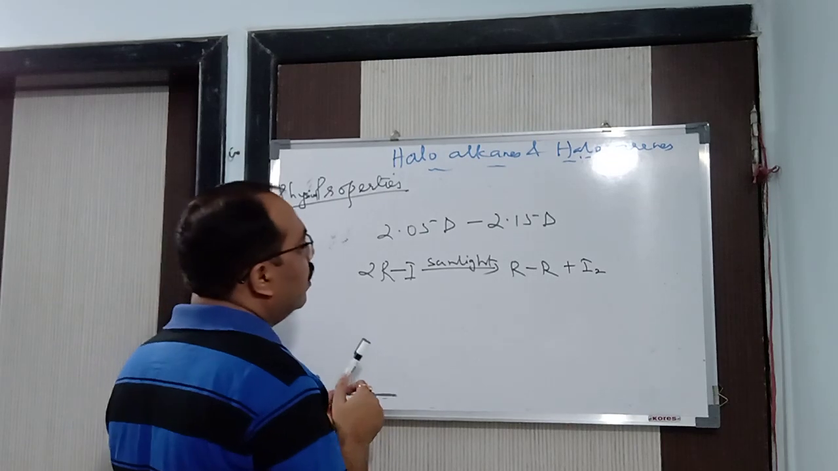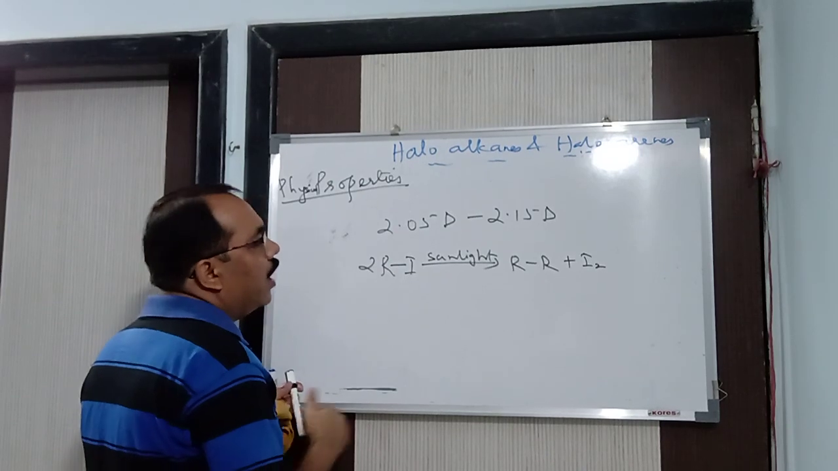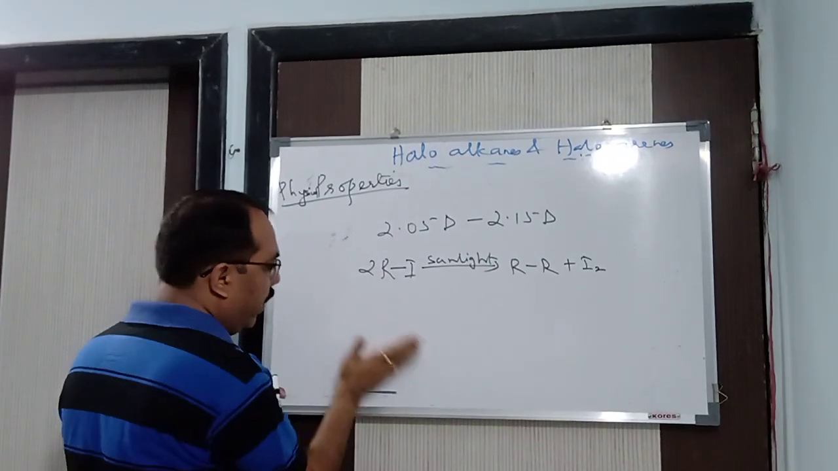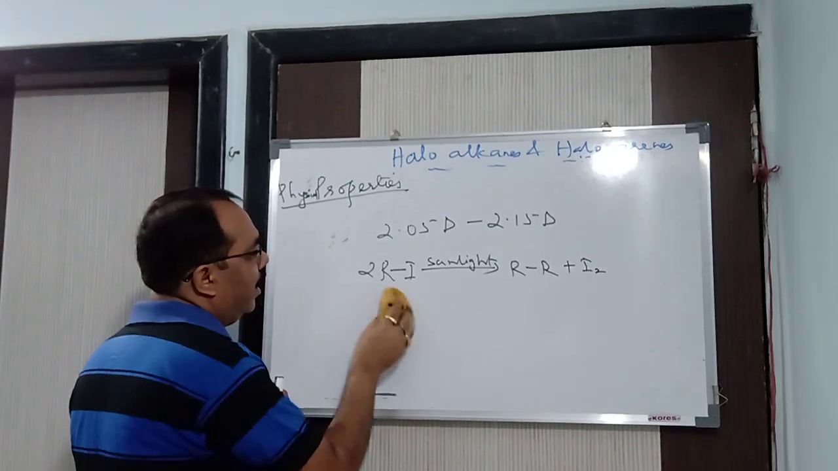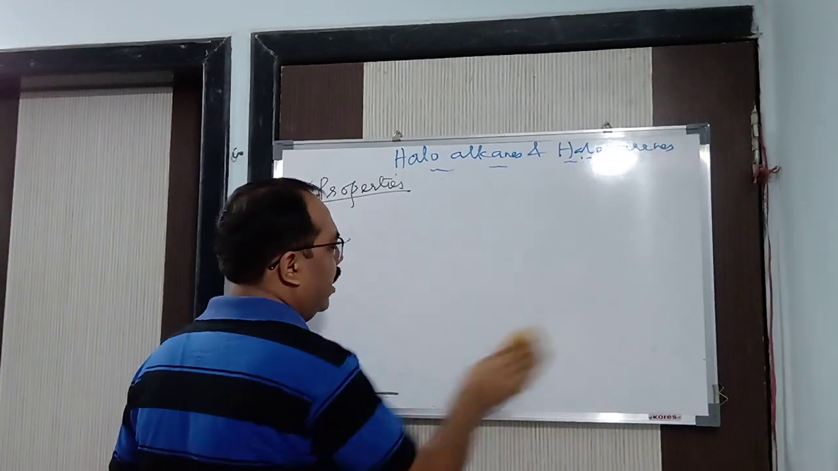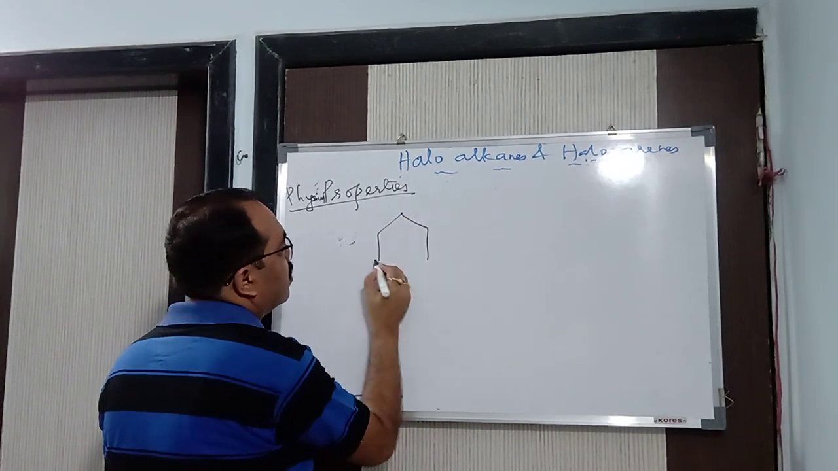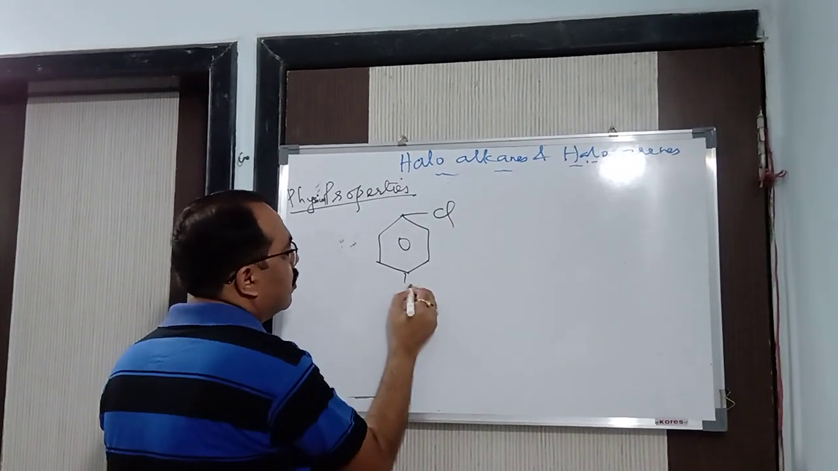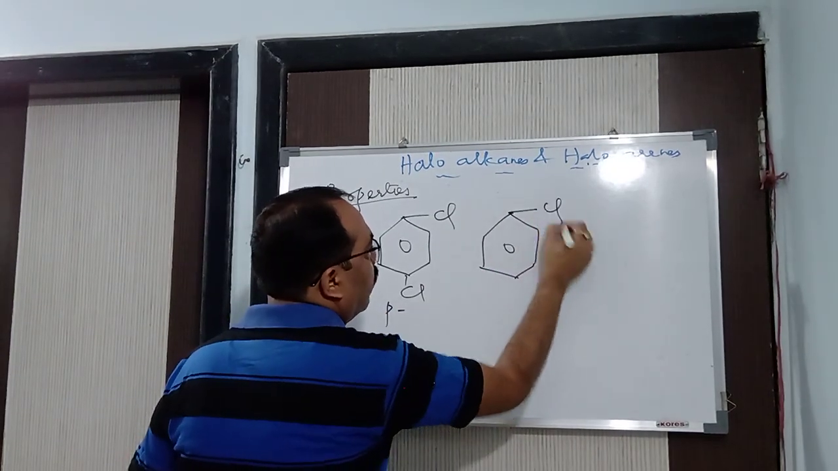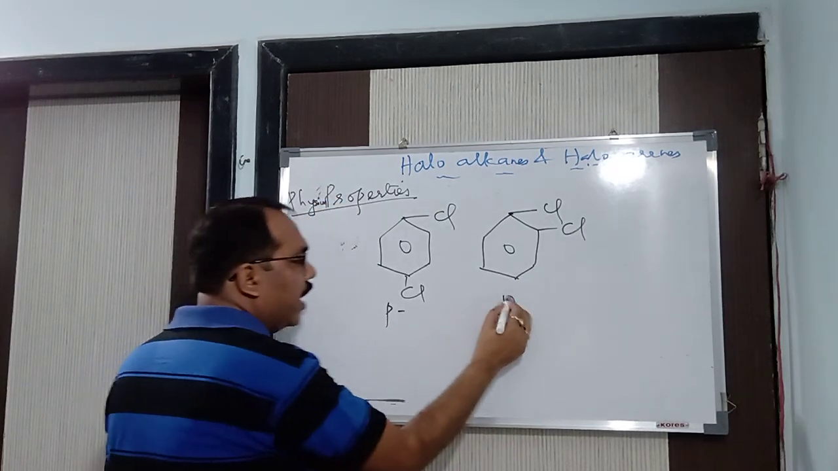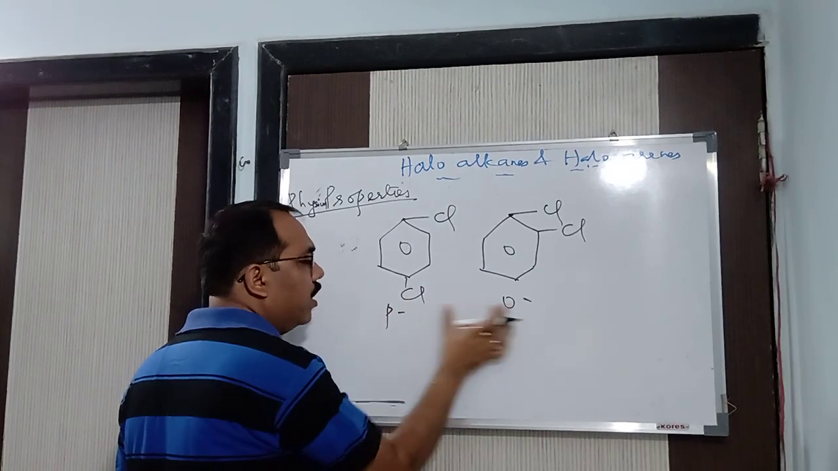Okay. Now the next is your dipole moment. As I said, it has a very high dipole moment, and the dipole moment decreases from fluoride to iodide. The same thing applies in aryl halides also. One more thing in aryl halides: alkyl halides and aryl halides have almost the same properties. The one thing is that if you have ortho dichlorobenzene and para dichlorobenzene, then para dichlorobenzene will have a higher melting point and boiling point than ortho dichlorobenzene.